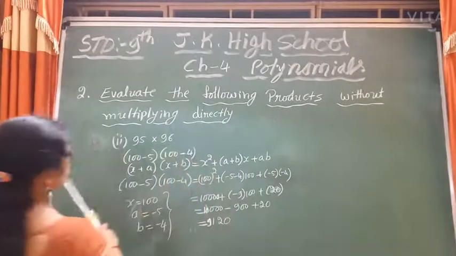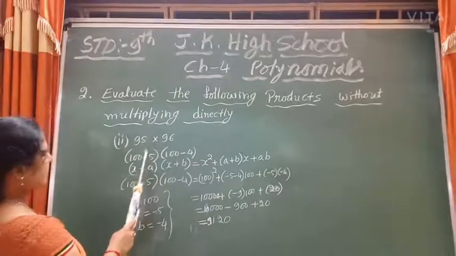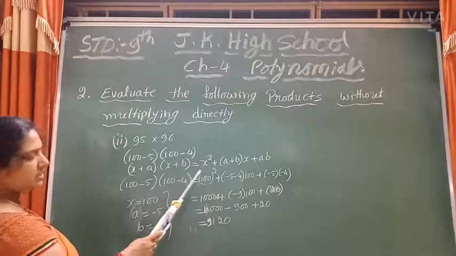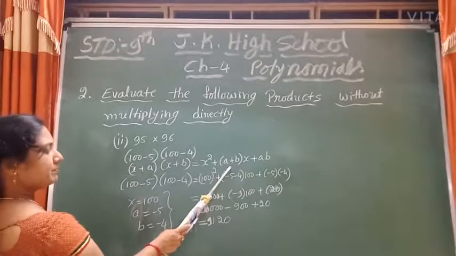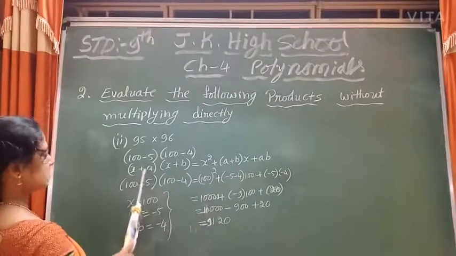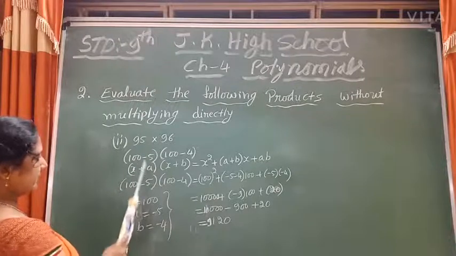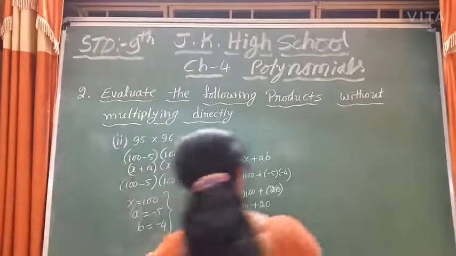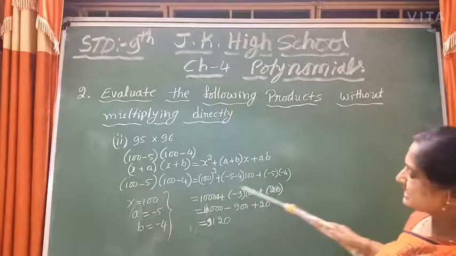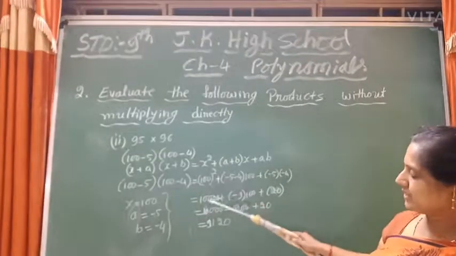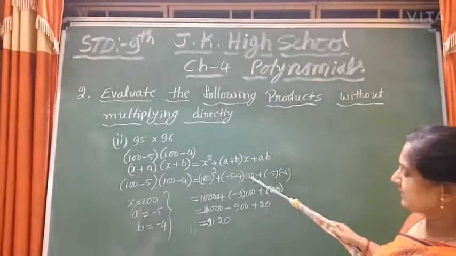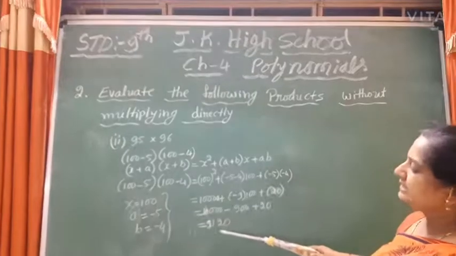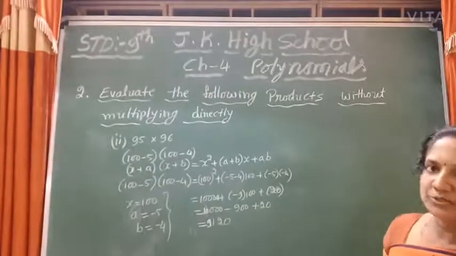Children, this product 95 into 96, I can write 95 as 100 minus 5 and 96 as 100 minus 4. So I can use this identity, (x plus a) into (x plus b) is equal to x square plus (a plus b) into x plus ab. Compare with the question: x value is 100, a value is minus 5, b value is minus 4. Substitute in place of x, a and b and simplify. You will get 100 square is 10,000, minus 5 minus 4 is minus 9, into 100 is minus 900, and minus into minus is plus, 5 4s are 20. Simplify, then you will get 9,120, children. So write down.